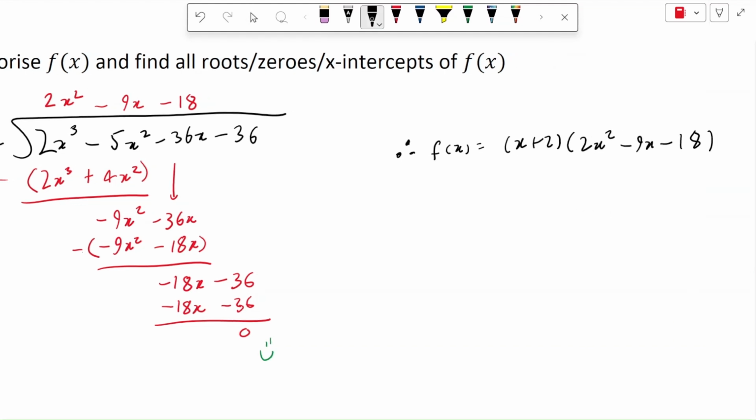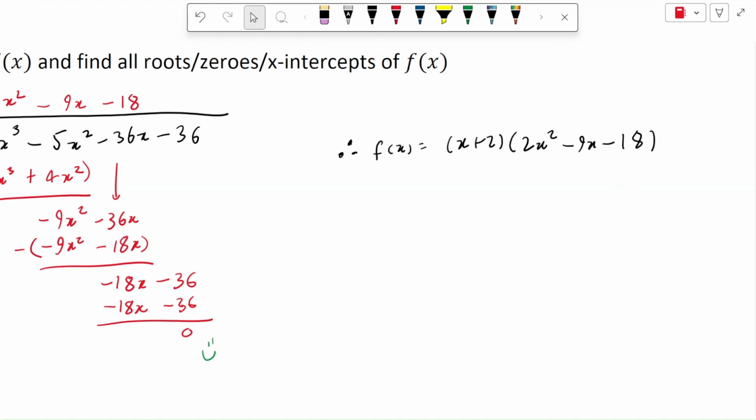Now it's not fully factorized because we still have to break down this quadratic into two linear factors. I will mention that if this quadratic does break down, then you can factorize it further. Sometimes it won't. If, for example, you get messy things and need to use the quadratic formula, then this would be fully factorized.